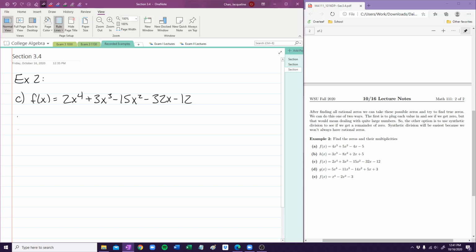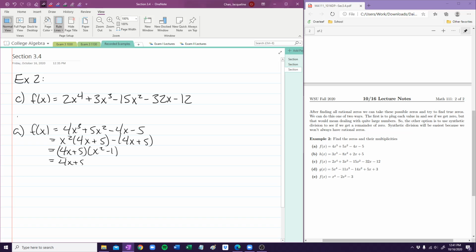Just really quickly. As you can see, they both have an x squared in common. So I take that out and then I get 4x plus 5. And over here, they have the negative 1, so I have 4x plus 5. Then this could equal 4x plus 5, x squared minus 1. And then even more, 4x plus 5, and then x plus 1, x minus 1. And then you could have found the zeros that way.